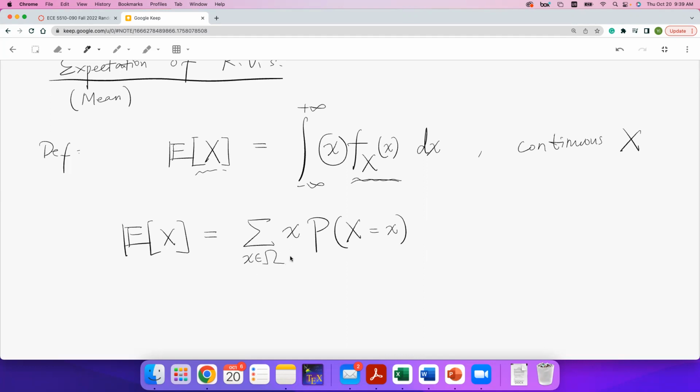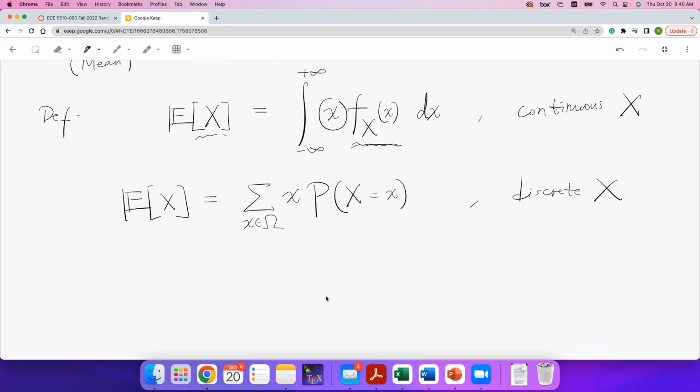Over all the possible outcomes, realizations of this random variable. Okay. So these are standard definitions.